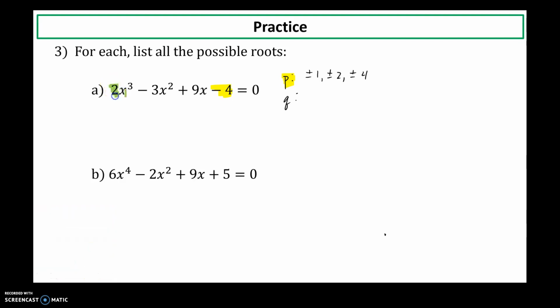q are the factors of my lead coefficient. So 2 is a prime number, so the only factors of 2 are 1 and 2. Okay, so then the possible roots are all the ratios of p divided by q. So I'm going to take 1 from my factors of my constant term, and I'm going to divide that by each factor of my lead coefficient. So 1 over 1, 1 over 2. All right, let me fix this up a little bit.